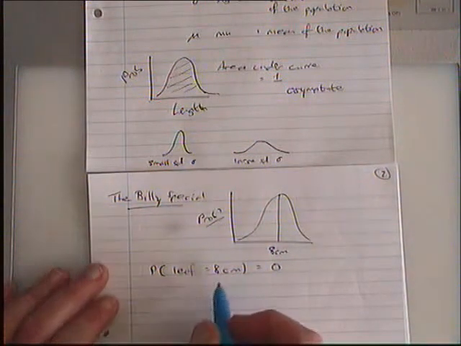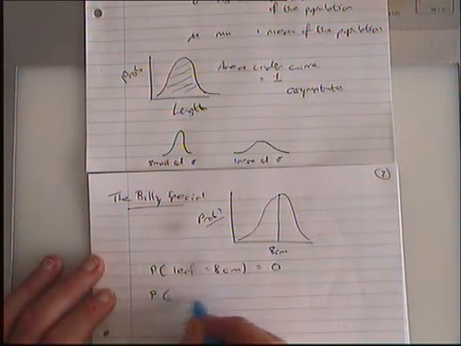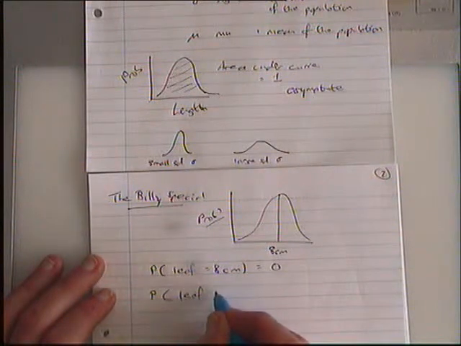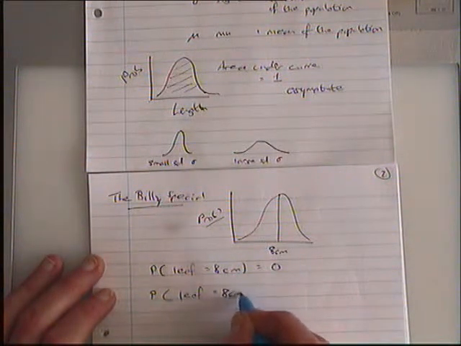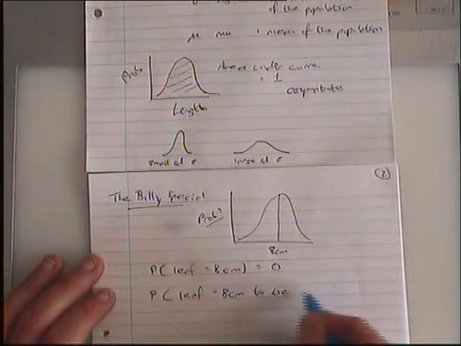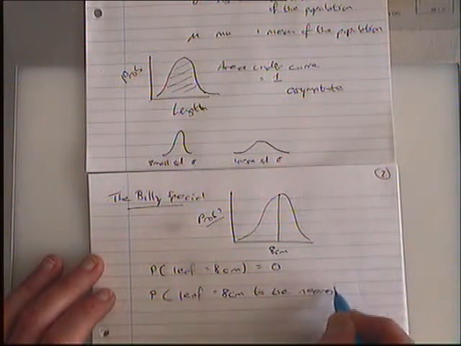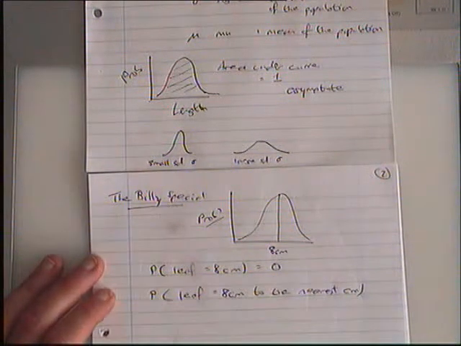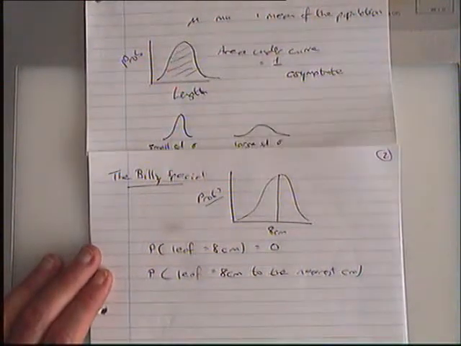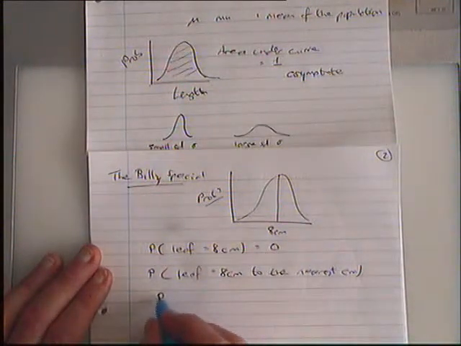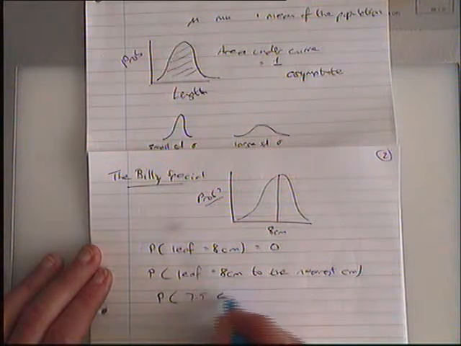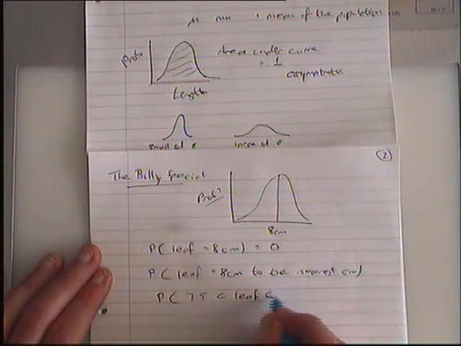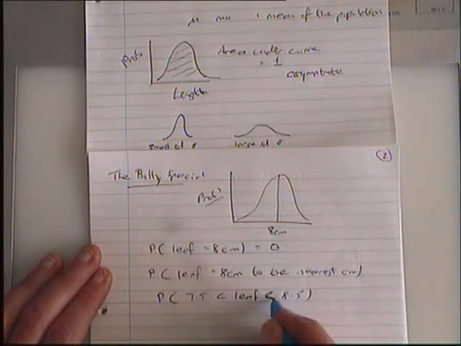So, if you wanted to know the probability that the length of the leaf is 8 centimetres to the nearest centimetre, what are we really talking about there? 7.5 and 8.5. Yes, we're talking about 7.5 to 8.5 for the length of the leaf. That's the less than sign.